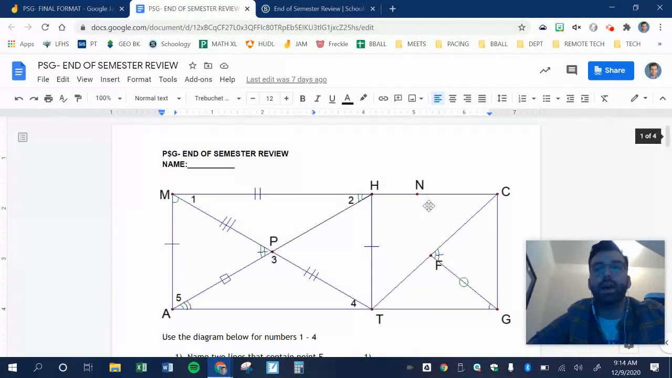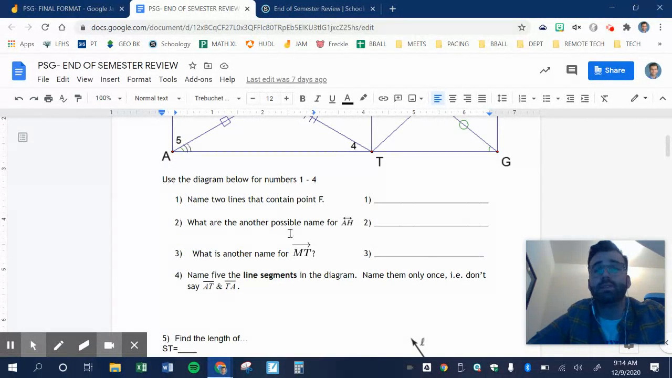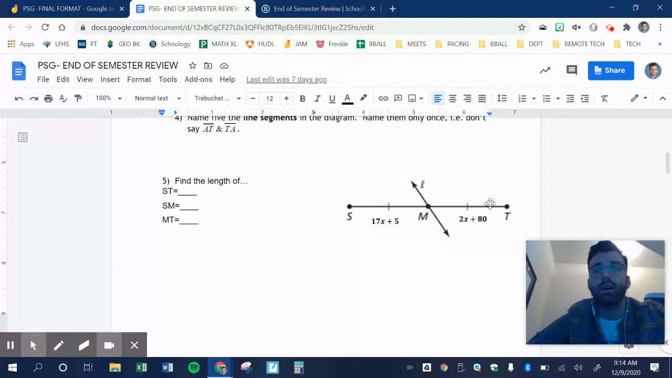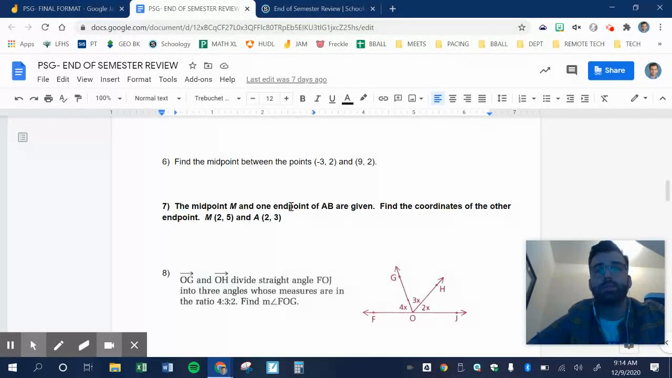Let's look at the review packet for a second here. You will definitely have to do some things like this, just naming objects and things: line segments, lines, rays, etc. Understanding what these little tick marks mean. Obviously, this seems a lot longer than the actual assessment is going to be. I tried to include everything that you could potentially see on your assessment in this review packet.